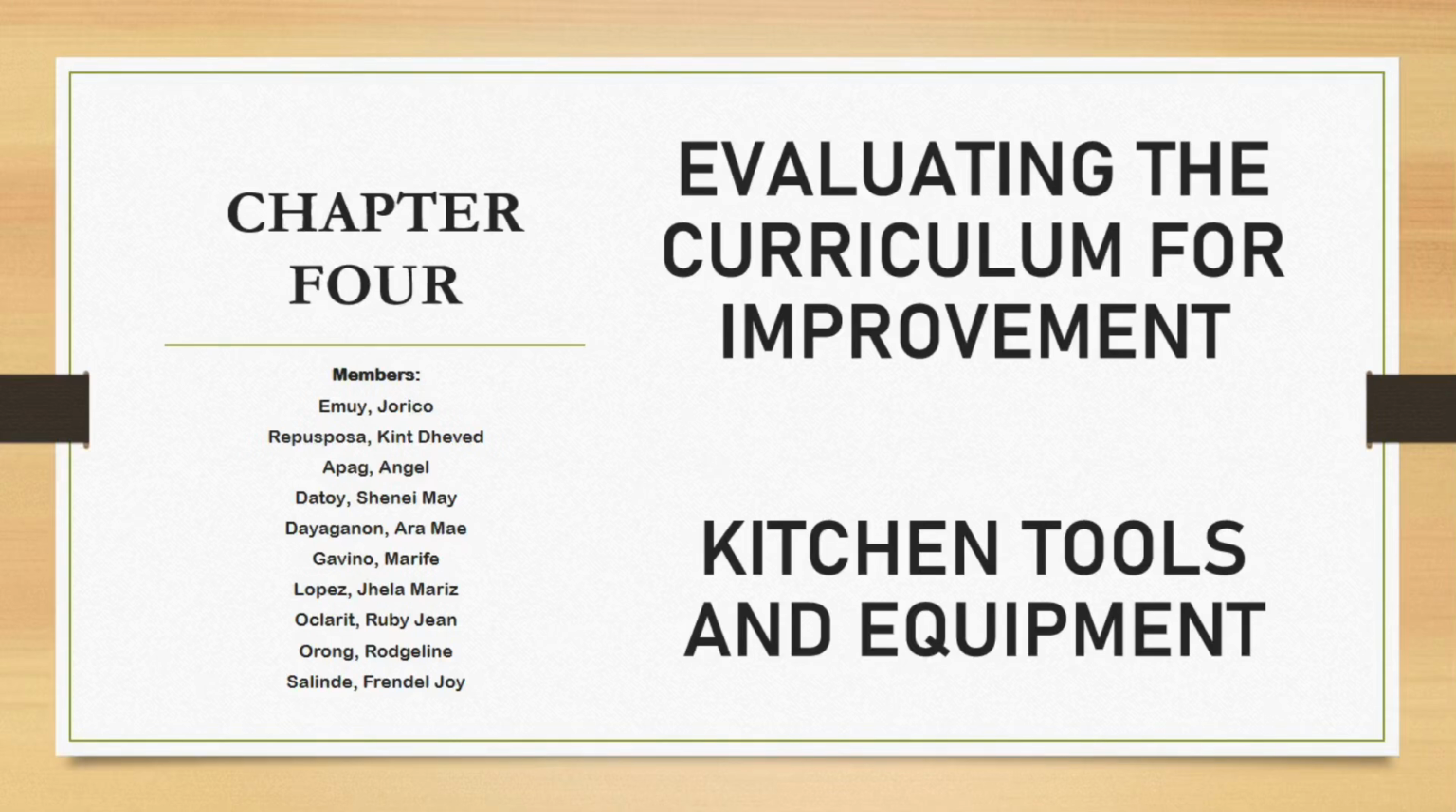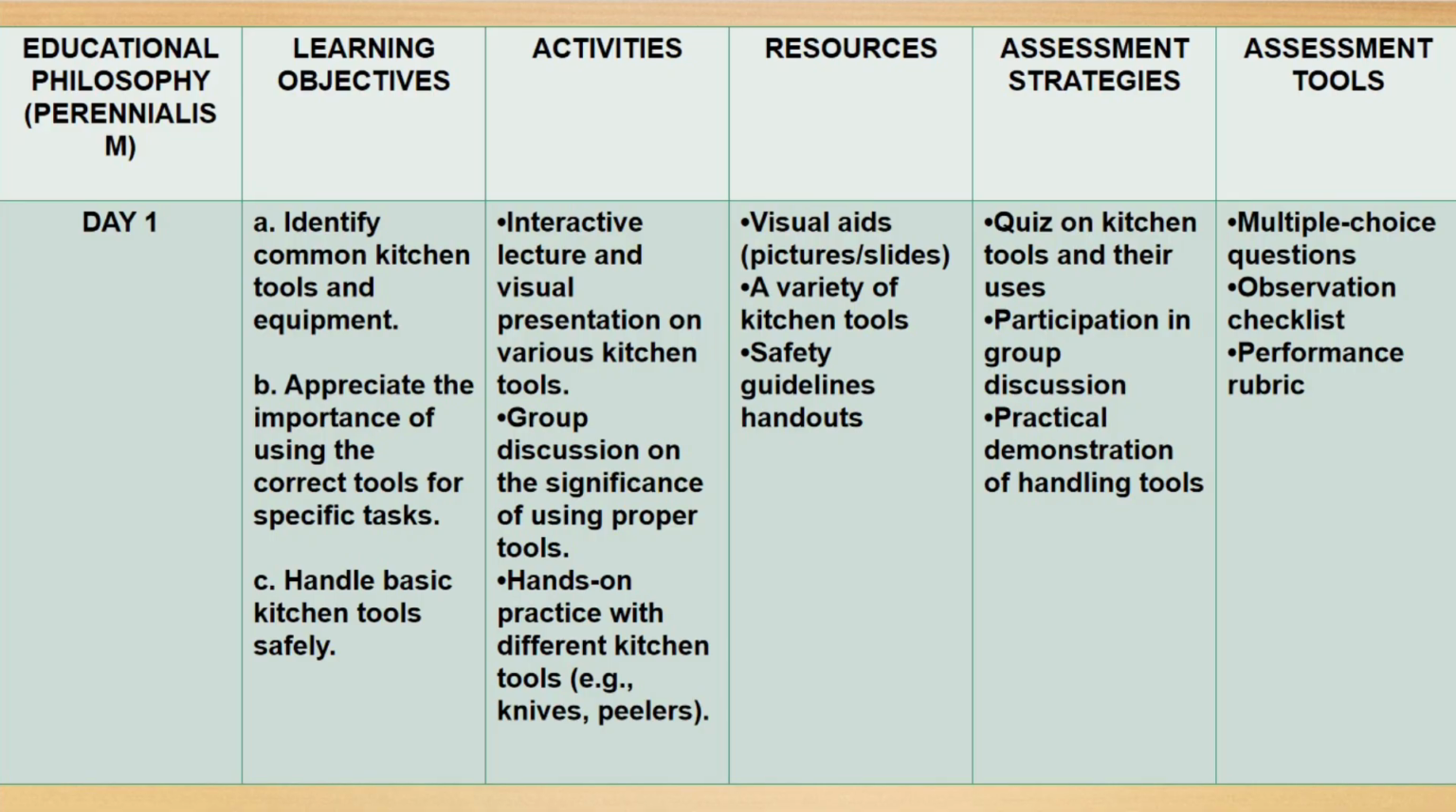So today we will present again chapter 4, which talks about kitchen tools and equipment. We will start with day 1. For the learning objectives, we put 3 objectives. First, identify common kitchen tools and equipment. Second, appreciate the importance of using correct tools for specific tasks. Third, handle basic kitchen tools safely.